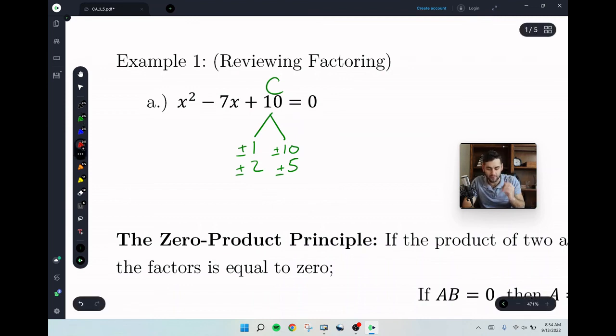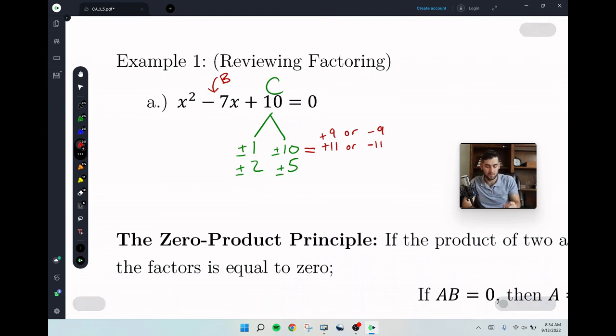So then my goal is to look at this B term, and say which of these add up to get me that B term. So 1 and 10 can add up to get positive 11 or negative 11, right? Or positive 9 or negative 9. Any of those 7? Nope. So I'm going to cross it out.